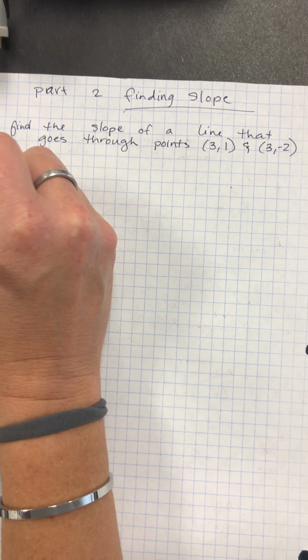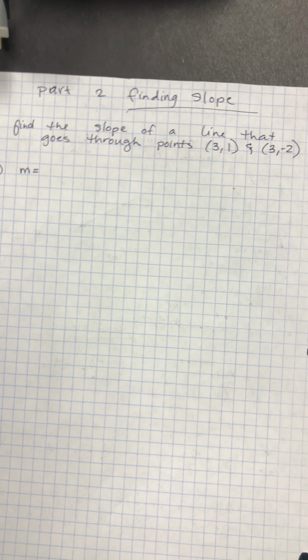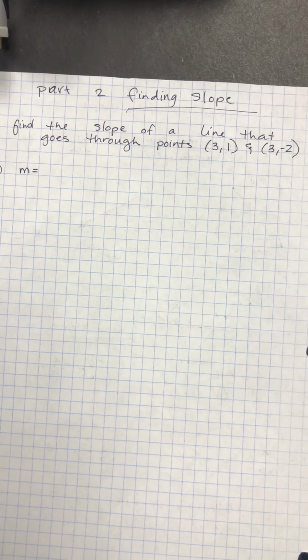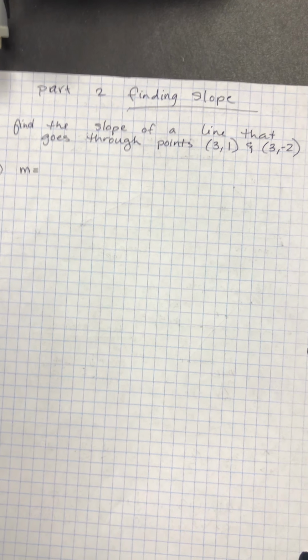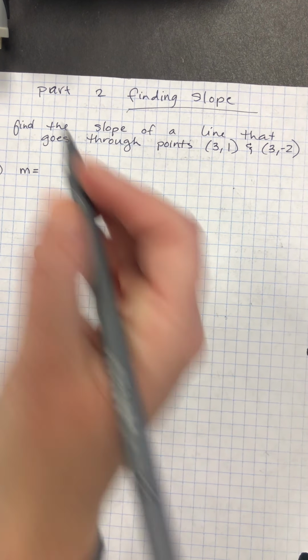In math, the word slope, somebody asked me if slope has a shortcut. Jackson, was that you? Yeah. It's M. I don't know why. S was already used for something else.